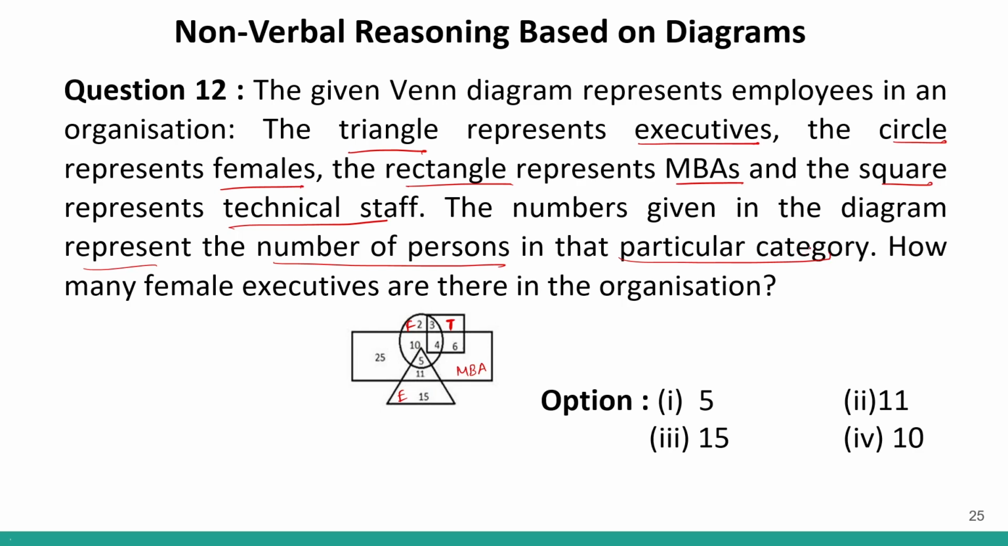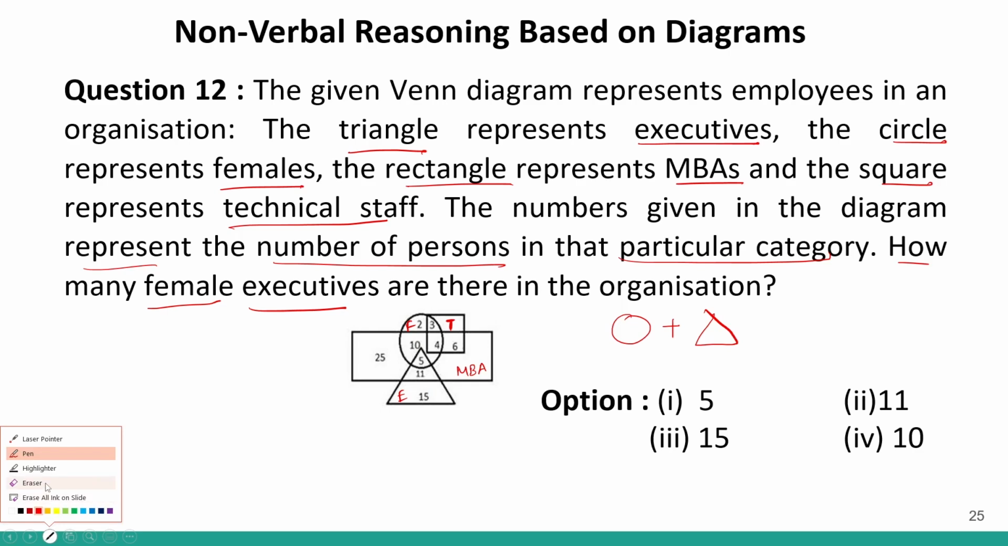Now, we have to find out how many female executives are there. So female is represented by circle and executives is represented by a triangle. So we have to find a portion of the Venn diagram which has overlapping circle and triangle. So if I look at this Venn diagram, the circle and the triangle are overlapping over here. So our answer will be option number 1, because this is 5. So option number 1, 5 will be the correct answer.